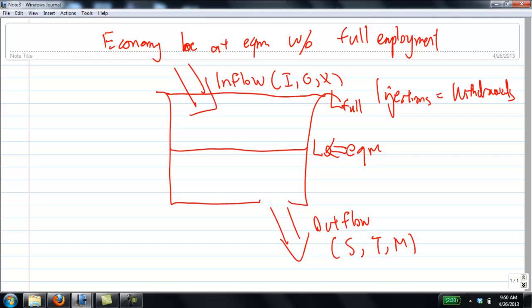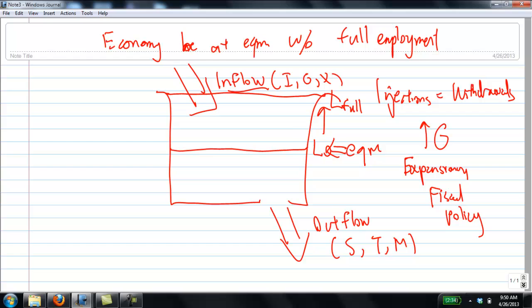So his policy: if the government wants to increase from L naught to L full, the free market will not guarantee that. The only way the government can guarantee that the water level will start to rise is to increase the inflow. In our Econs terms, that will be to increase the injection. What you have learned in your lecture is that one way to increase the inflow is to increase government expenditure. This is known as an expansionary fiscal policy. If the government were to increase government expenditure, in the short run there'll be a greater inflow than outflow, hence the water level will start to rise.